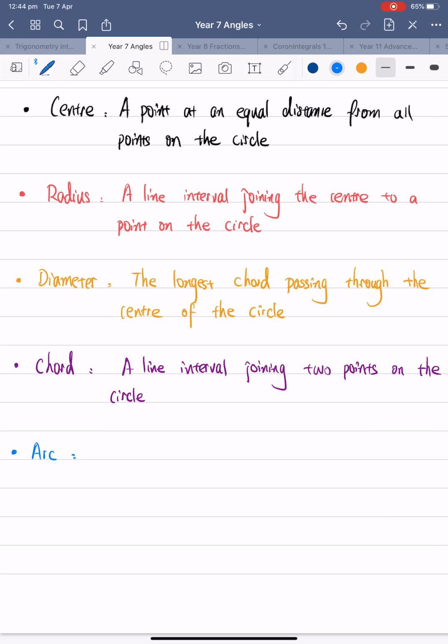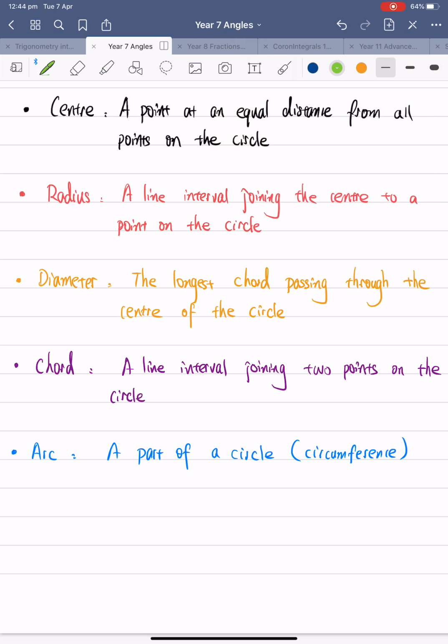All right, so next we're going to move on to an arc. What's the definition of an arc? An arc is just a part of a circle, or I would say a part of the circumference of the circle. It's not a full circumference, but just part of it.